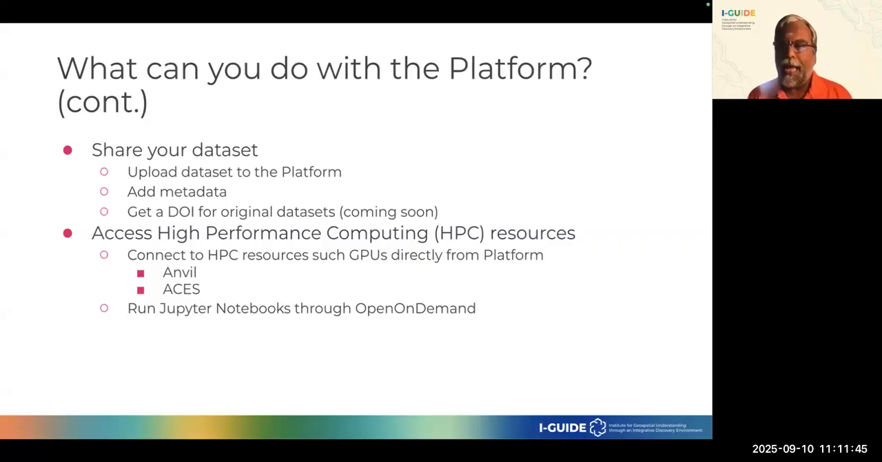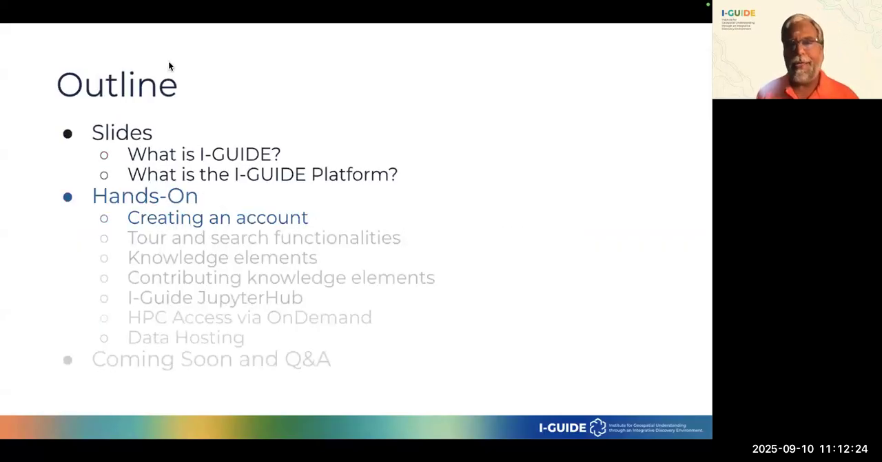You're also able to access high performance computing resources from the platform. You could connect directly to HPC resources such as GPUs, for example on Anvil. These are ACCESS resources, so you can access your Anvil resource or other ACCESS resources. We can also connect to other HPC resources, using Open OnDemand technology to do that. And you're able to run your Jupyter notebooks on these HPC environments directly from the platform. So these are the things that you can do on the platform.